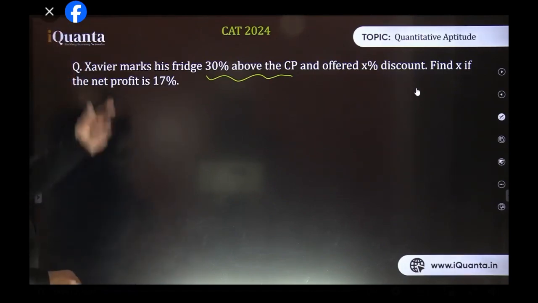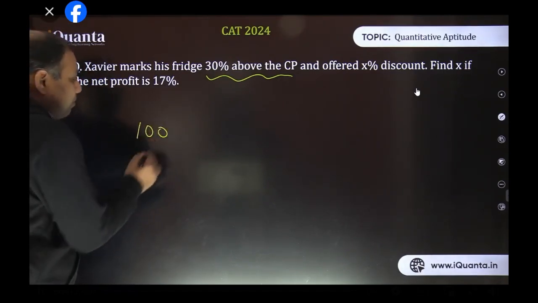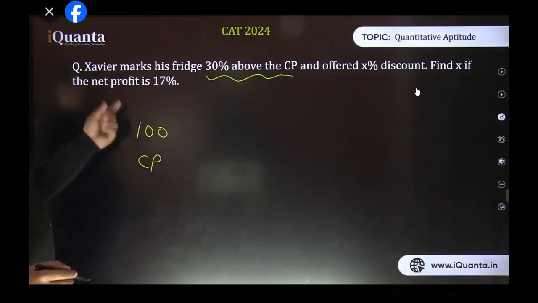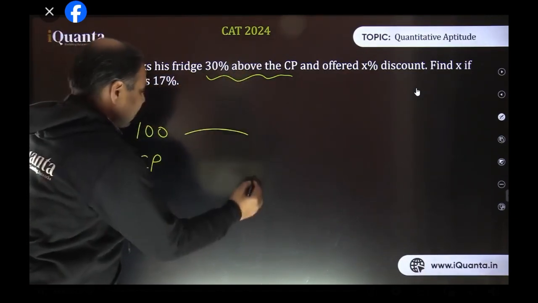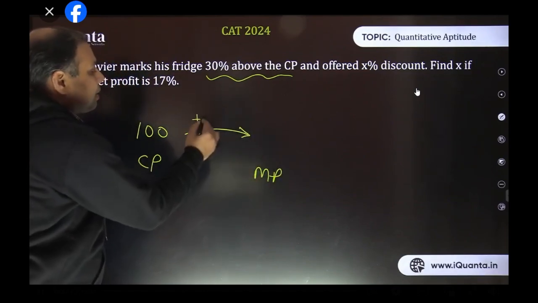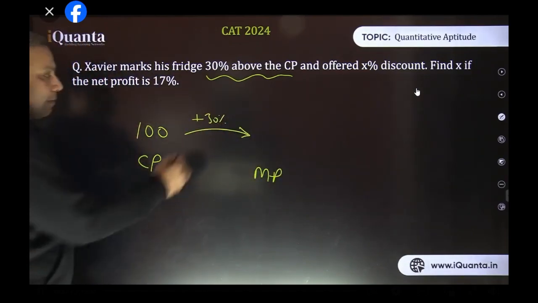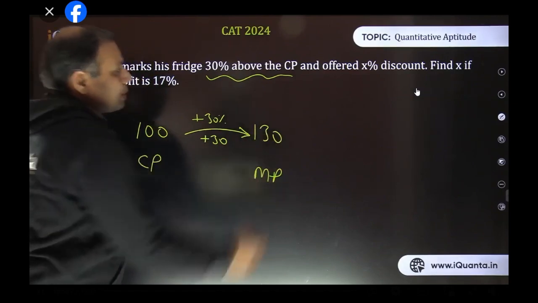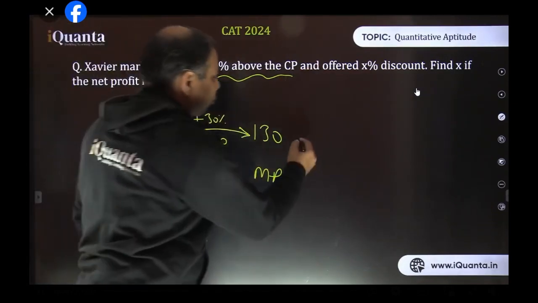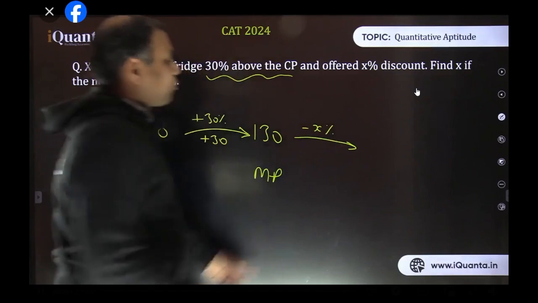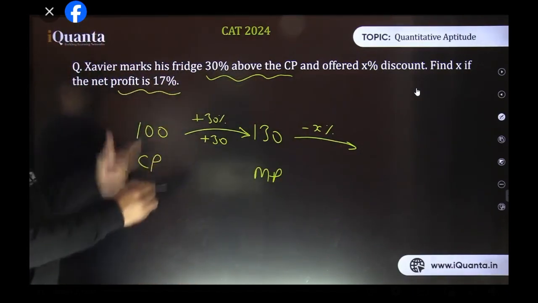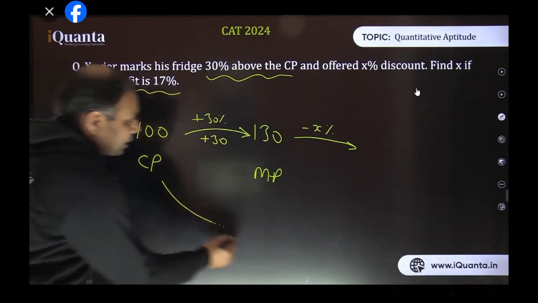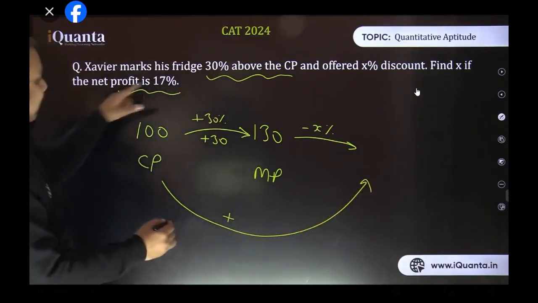Yes, so that's true. If I start with CP as 100, then Xavier ka CP jo hai woh 100 hai, and he marks his fridge 30% above the cost price. That means the mark price is increased by 30% of cost price, so it is increased by 30 rupees, it becomes 130. Fine, and he offers X% discount, so is pe X% ka discount diya hai. Of course we need to find the value of X only. What is given? If the net profit is 17%, so there is profit. So profit kis pe hota hai? That is on cost price.